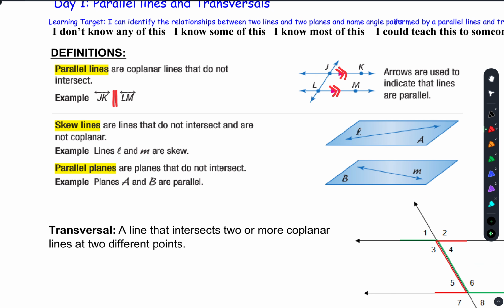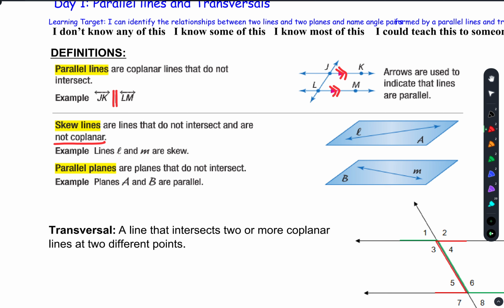Some other vocab words that go with this are skew lines. Skew lines are lines that are not parallel, but they also don't intersect. This only happens if they are non-coplanar. So if you look at this diagram to the right here, I have those two lines, L and M. They are not parallel, but they also don't intersect one another. So we call that skew.